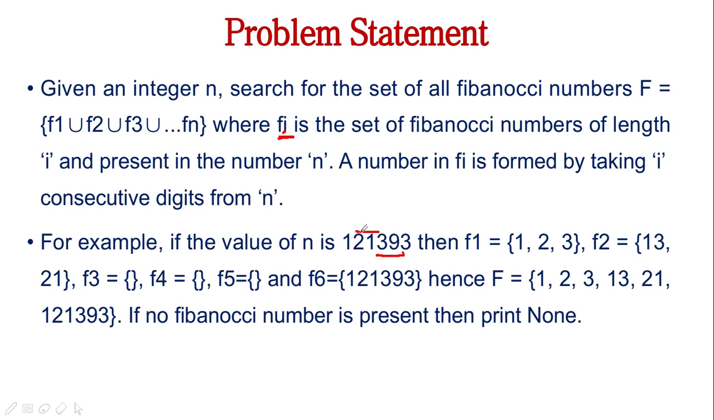And when you look at all together, the entire number 121393, it is in the Fibonacci sequence. So you will have the set like this. Okay, this is the idea. If no Fibonacci number is present, if you could not find anything, then you can print none. This is the concept, right?